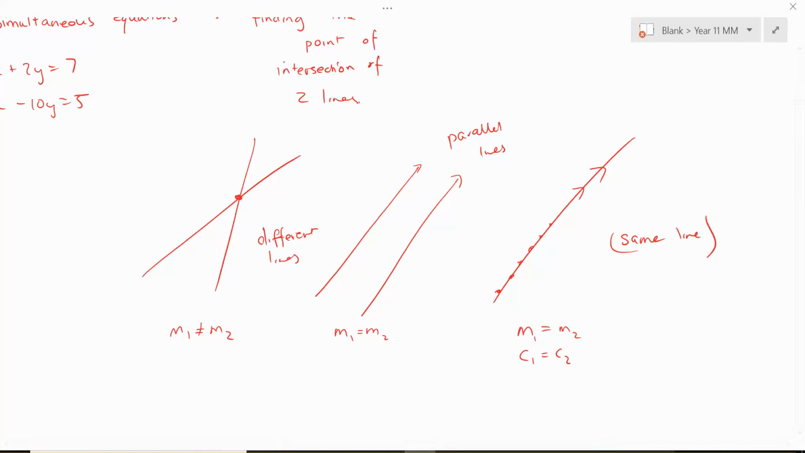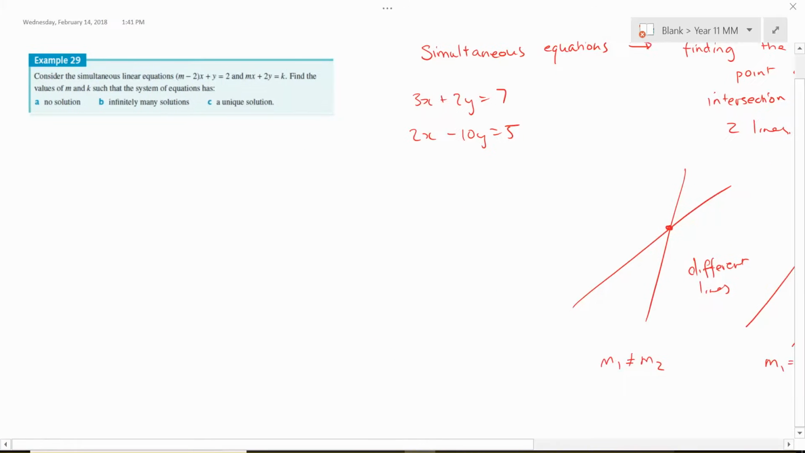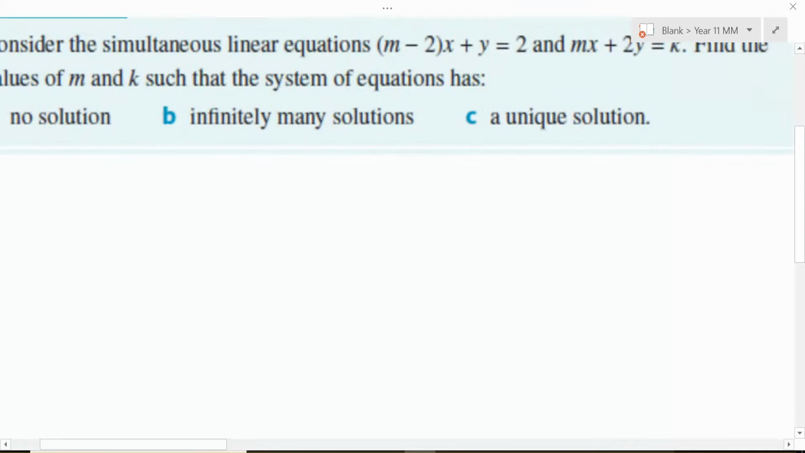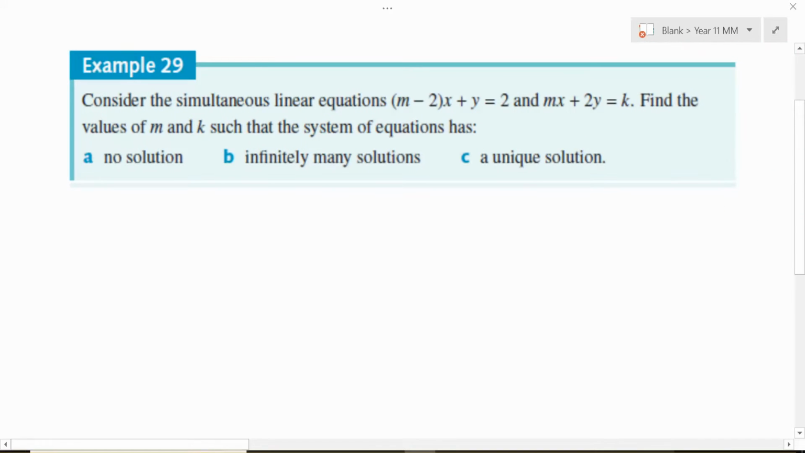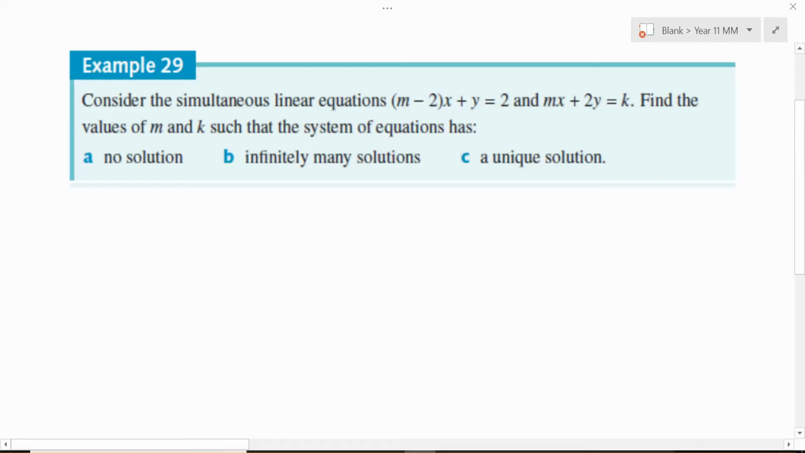So for each and every one of them, these are the things that you're trying to test for to solve them. So let's do the first one. Let's look at this example here. Same concept. You've got two lines here. What I did yesterday, which I got cut off by the bell, was I tried to rearrange both the equations so that I have y equals mx plus c. So that's what I'm going to do here.